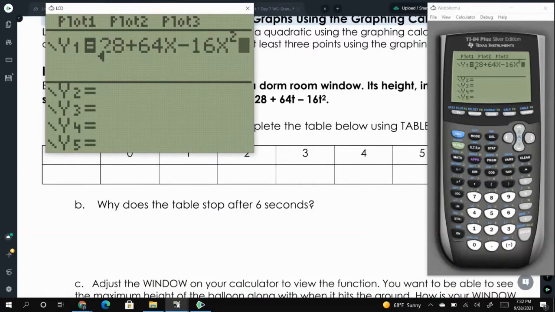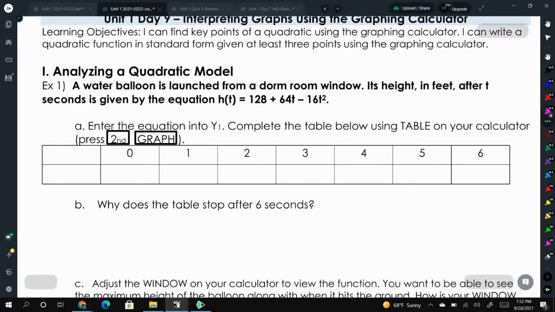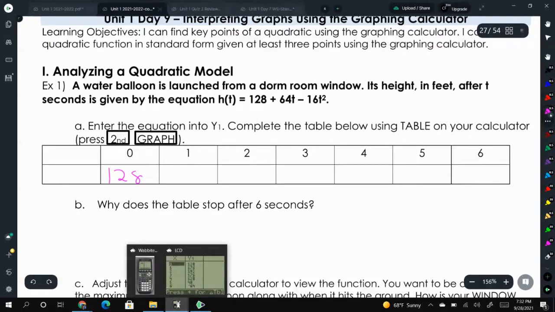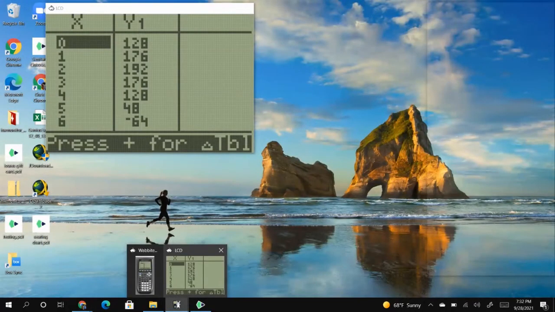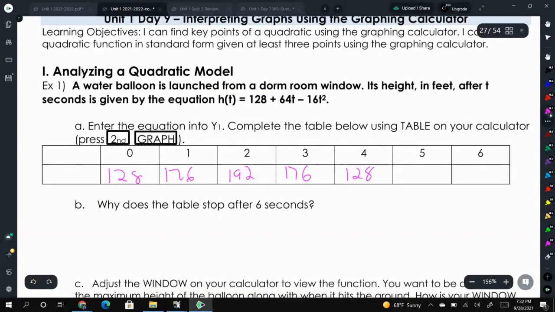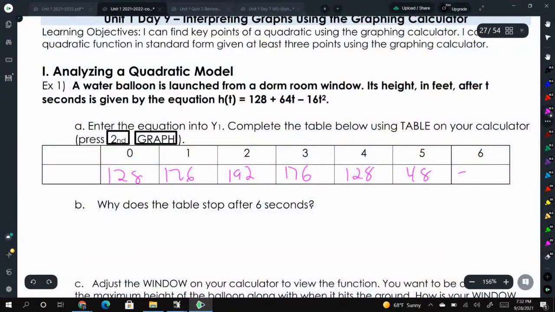So to do that, we're going to press the second button and graph. And you can go up and down on this table to see the y values. So we have our x values in the first column and the y values in the second. So let's go ahead and fill in these values. So we have 128, then we had 176, then we had 192, then back down to 176, then 128, then I think we went down to 48, and then negative 64.